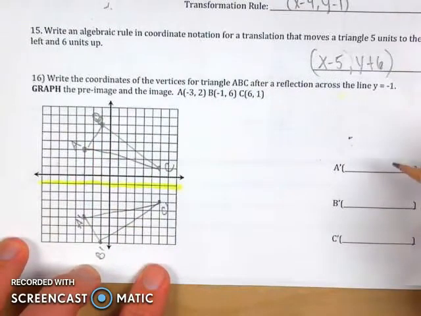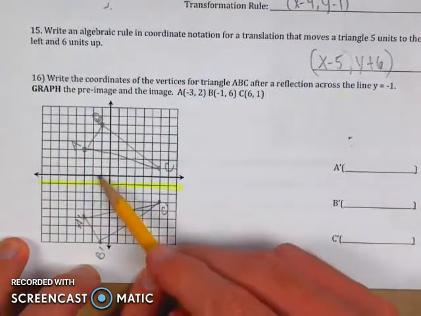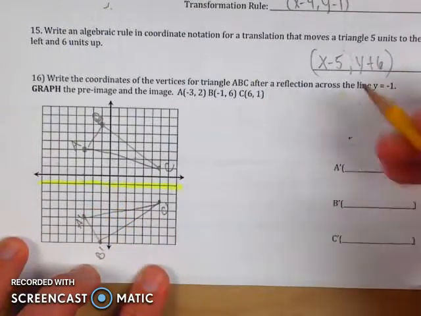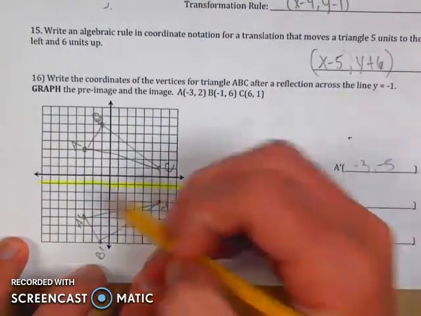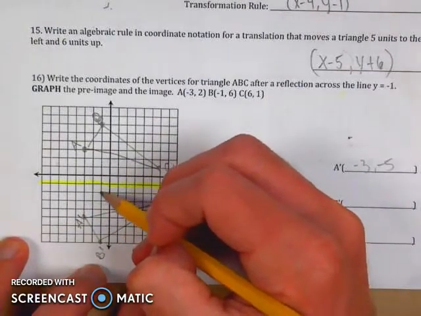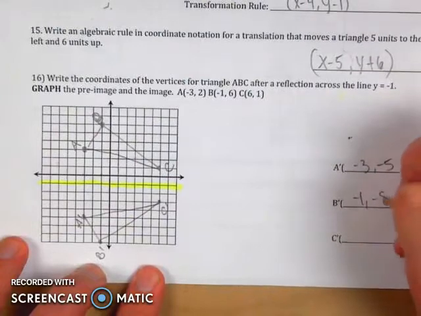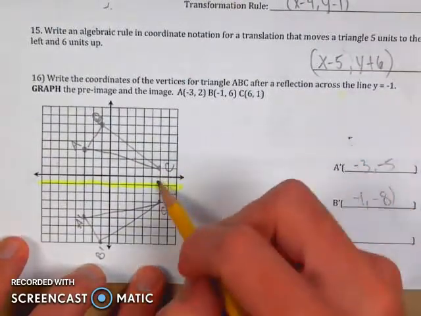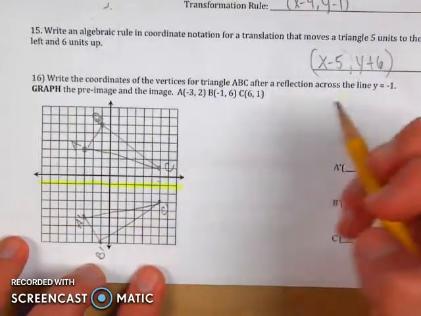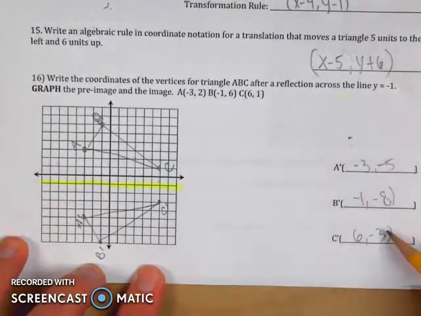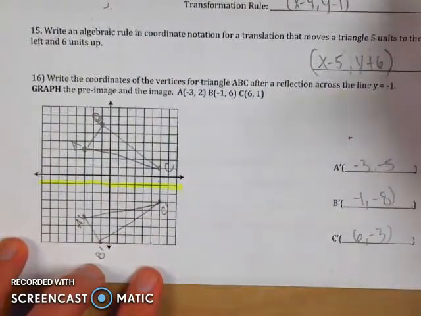And we can go ahead and label those points. So (-3, -5). This is -1, 1, 2, 3, 4, 5, 6, 7, 8. And this is at, I believe, (6, -3). There you go.